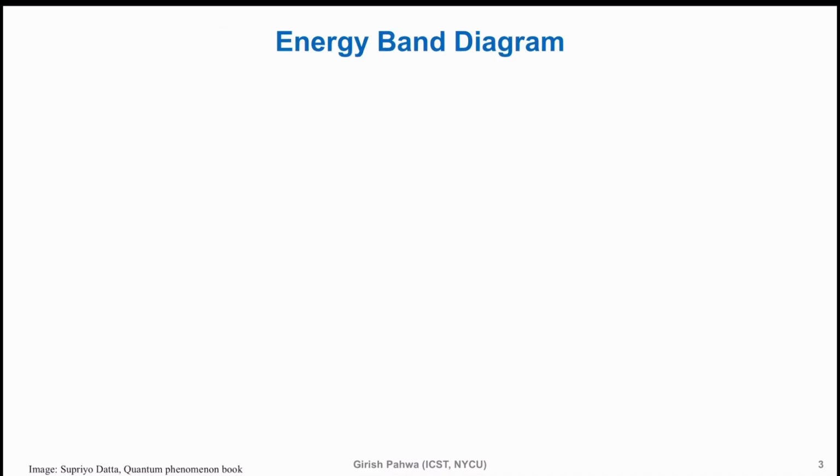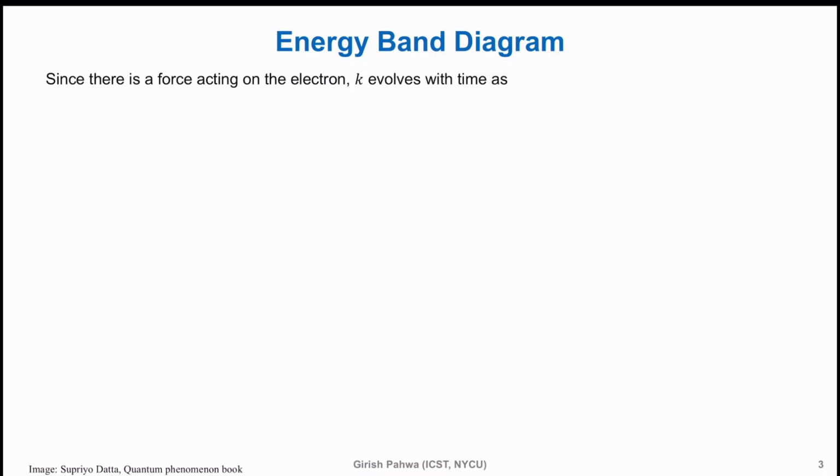Now let's look at the energy band diagram. So we have seen the E-K diagram. The E-K diagram represents the energy as a function of K. The energy band diagram is a little different. It will represent the potential energy of the electron or the hole as a function of X.